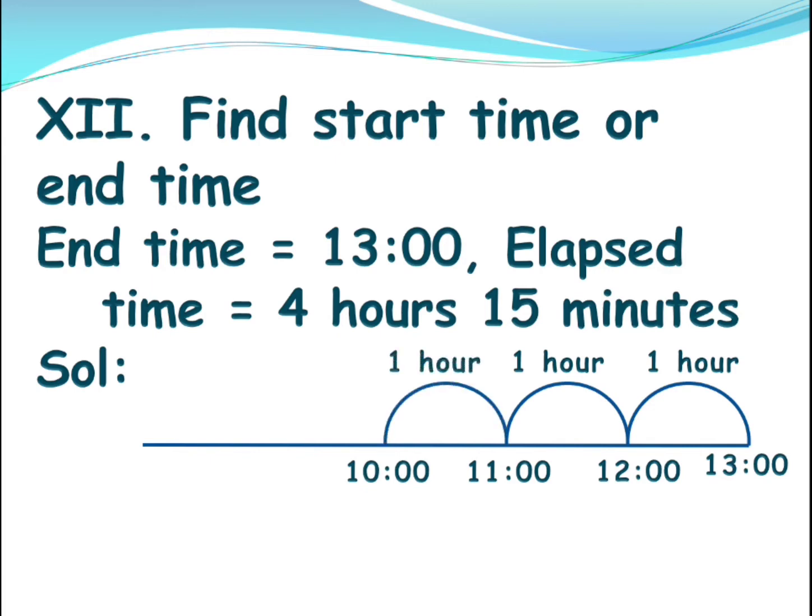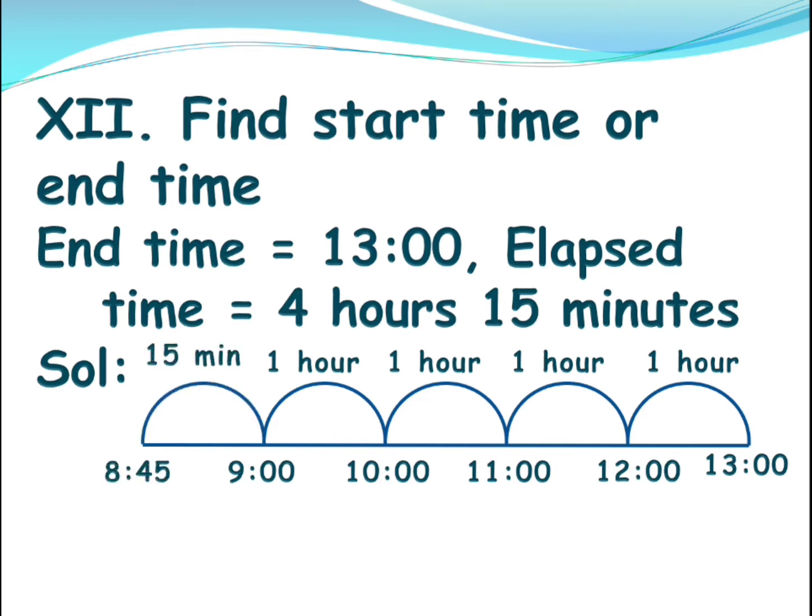How many hours have we finished? 1, 2, 3. But here there are 4 hours. One more hour we have to go back. So let's go back one more hour from 10 to 9. So 9. Now we have completed with hours. Now we have to go only 15 minutes back. From 9 you have to go backwards 15 minutes. That becomes 8:45. Okay, 15 minutes.